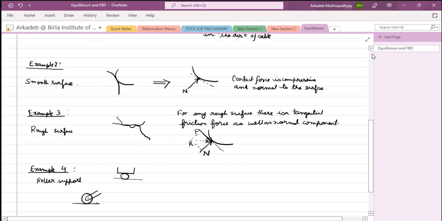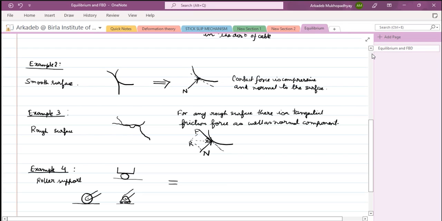You can have a roller support like this. You can have a roller support something like this, especially for beams. Please make it very clear that these are the basic kinds of roller support.